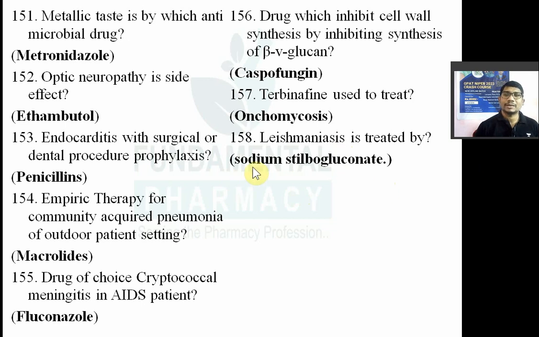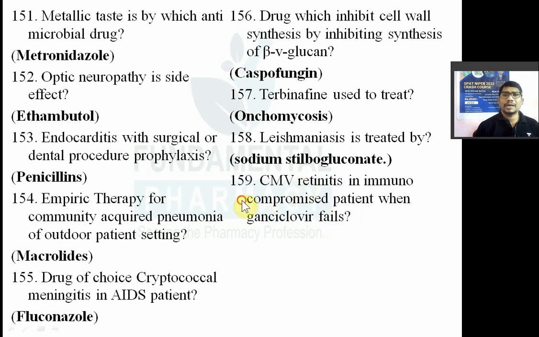Now question number 159. Cytomegalovirus retinitis in immunocompromised patient when ganciclovir fails. So in an immunocompromised patient with cytomegalovirus infection, when ganciclovir fails, which drug should be used? Foscarnet. Foscarnet is the drug used when ganciclovir fails in cytomegalovirus retinitis. But remember, ganciclovir is the drug of choice in cytomegalovirus infection.